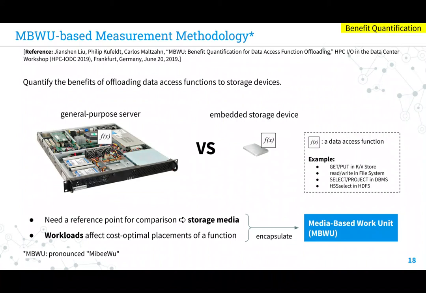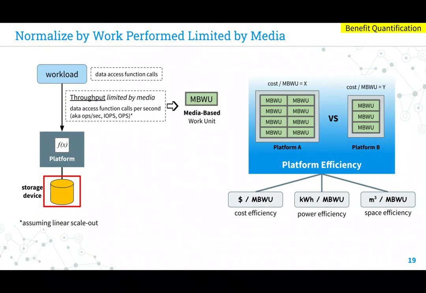So we choose the storage media and the given workload that runs the function, and we encapsulate these two factors into a new performance metric. We call the metric the media-based work unit, or MIBU. To understand how we use this new metric as the reference point, imagine that we have a workload, essentially a collection of data access function calls, and we drive this workload onto the platform that runs the function that we would like to offload to the storage device. In this process, we can evaluate the throughput of the workload. Now, if we can ensure that the only limiting factor of the throughput is the capability of the storage device, not bottlenecked by the platform CPU or the bandwidth of the system, but just the bandwidth of the storage device.